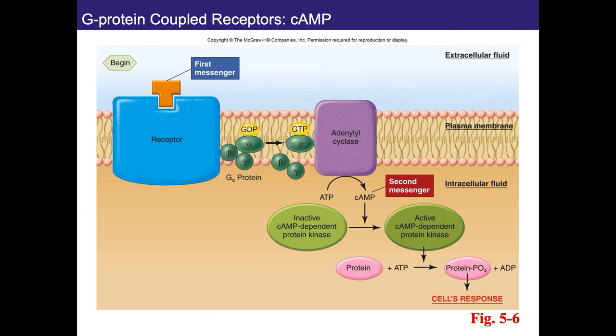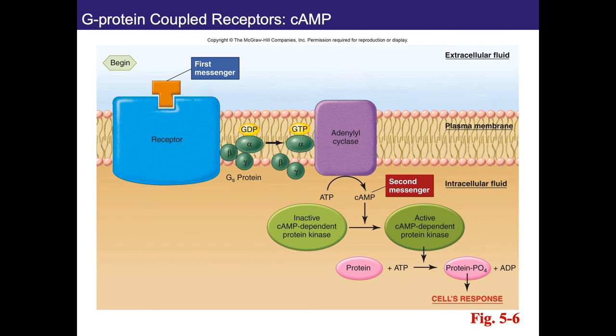You know the story already. Acetylcholine binds to its receptor, M2 muscarinic receptor. There's a conformational change. The alpha subunit exchanges GDP for GTP. Now the clock is ticking. Tick tock, tick tock. The alpha subunit migrates over to adenyl cyclase. Alpha subunit has a GTP at this time attached to it. GTP hasn't been hydrolyzed yet.